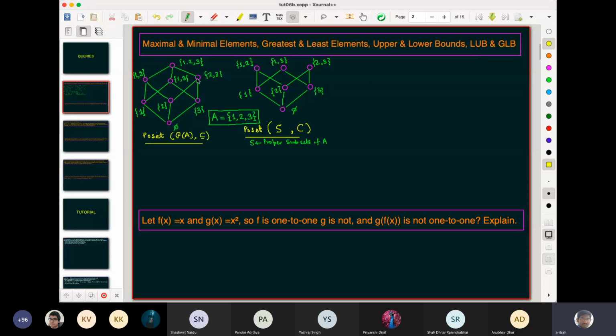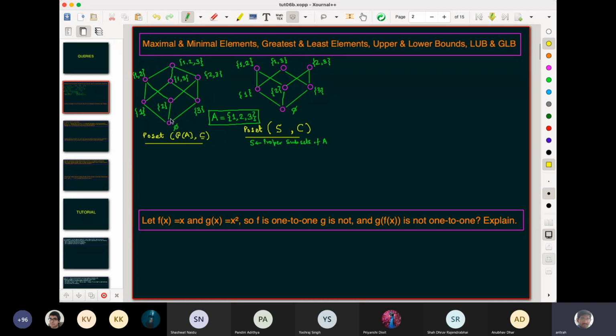To make it clearer, let us say that I have a set A of 1, 2, and 3. If the poset is all possible subsets of A with respect to the subset-equal relation, then I could find this as my Hasse diagram. You have already seen this in the slides and the lecture. Now, if you look at this diagram, you can see what is a maximal element.